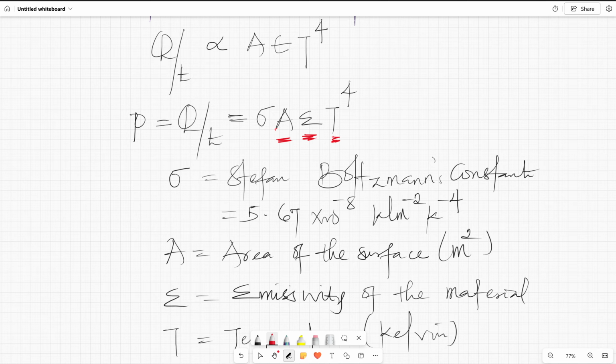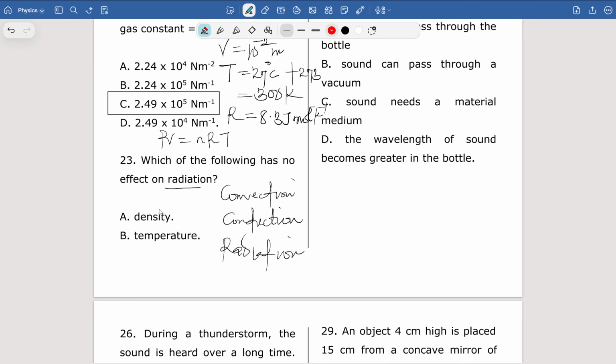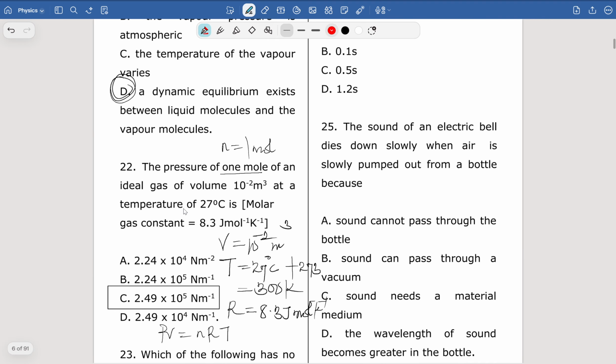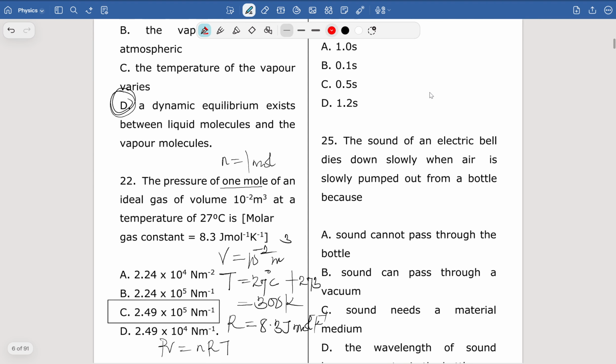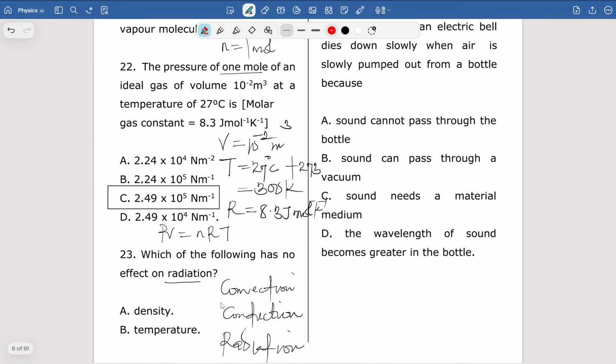So let's get back to the question. When you look at density, well, let's skip that for now. B, temperature, is part of the formula. C, surface area, also part of the formula. And D, nature of the surface, yes, also part of the formula. If I denote them, this will be emissivity, this will be surface area, this will be my temperature. So definitely density is not part of them, so it's going to be option A, right?